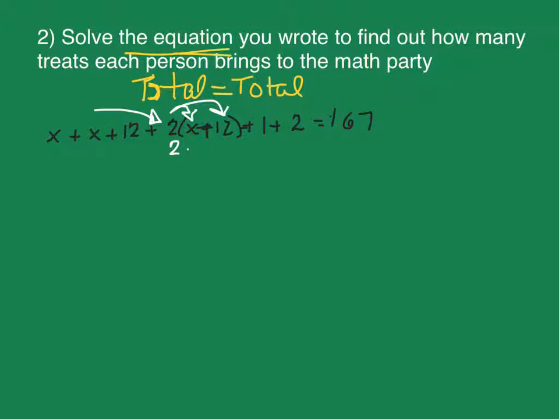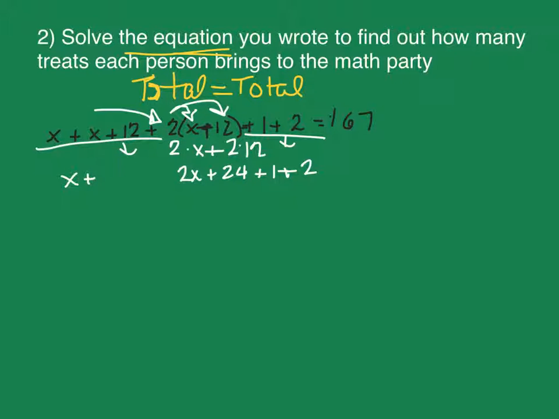So that's 2 times x plus 2 times 12. And I am ignoring the rest of this for right now. 2 times x is 2x. Bring down the 2. 2 times 12 is 24. And now I bring down the rest of my problem. Plus 1 plus 2. I'm ignoring what's on the other side of the equal sign, just temporarily. x plus 12 plus my new part of the expression here.